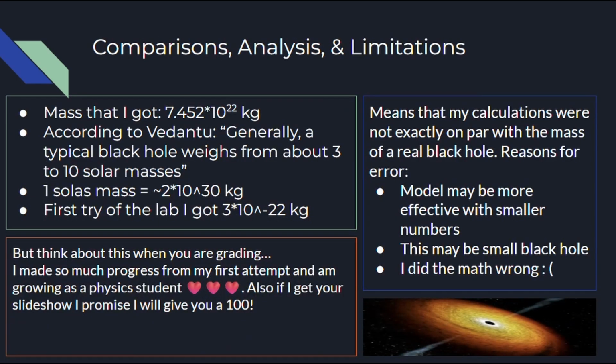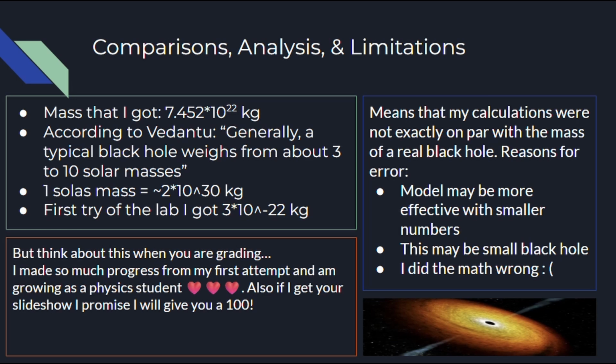Here are my comparisons, analysis, and limitations. So the mass that I got was 7.452 times 10 to the 22 kilograms. According to the reputable physics website Vedantu, generally a typical black hole weighs between 3 and 10 solar masses, and one solar mass is about 2 times 10 to the 30th kilograms. So that might not be right. But that means that my calculations were not exactly on par with the mass of a real black hole.